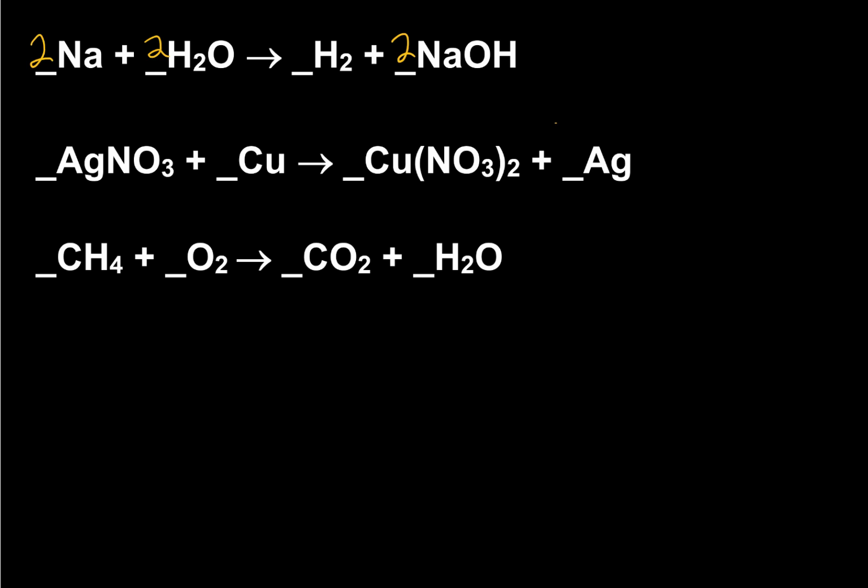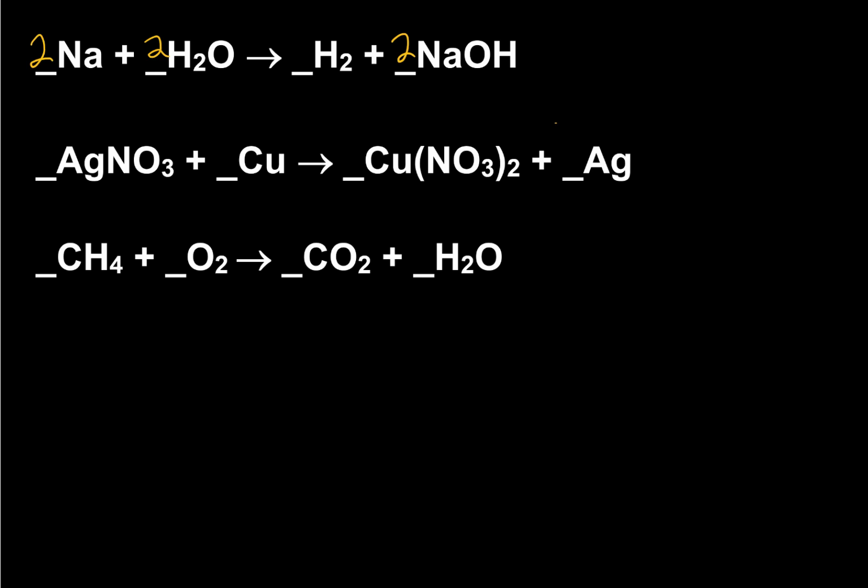Now this next one is, we've got sodium nitrate plus copper. It becomes copper 2 nitrate plus silver. So let's go ahead and see if this is balanced. Let's look at the silvers first. We've got 1 silver here on the left, 1 silver on the right. So we're already balanced there.